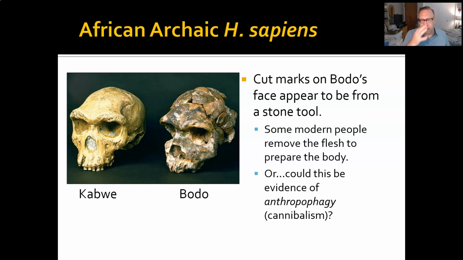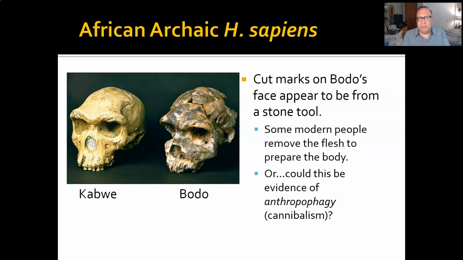Interestingly, and this is an interesting note, I'm going to go on a little tangent here, there are cut marks, or what appear to be cut marks, on Boto's face that seem to have been made by a stone tool. Now, before we jump to too many conclusions about why that would be, because some of the literature jumps straight to cannibalism, we have to understand what cannibalism means before we can sort of jump to conclusions about that.